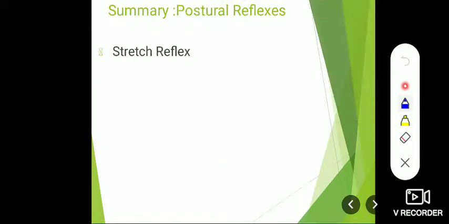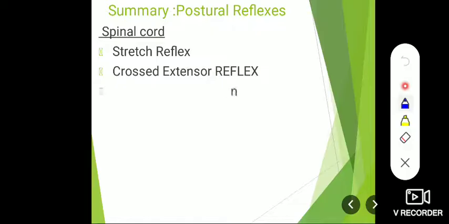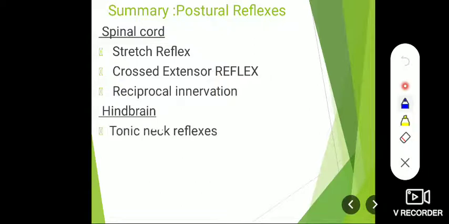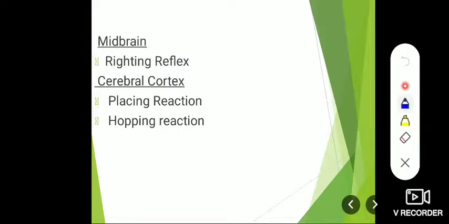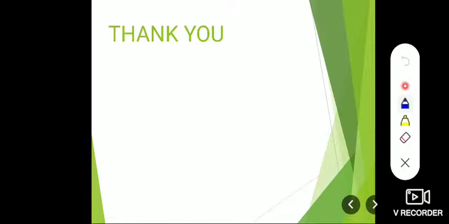So to summarize postural reflexes: the stretch reflex is the most basic, from the spinal cord. Cross extensor and reciprocal innervation, these three are integrated at the level of the spinal cord. In the hindbrain, the tonic neck reflex and tonic vestibular reflex, meaning reflex adjustment of tone. In the midbrain, the righting reflex. And at the cortex, the hopping and placing reactions. So here we have finished the postural reflexes.